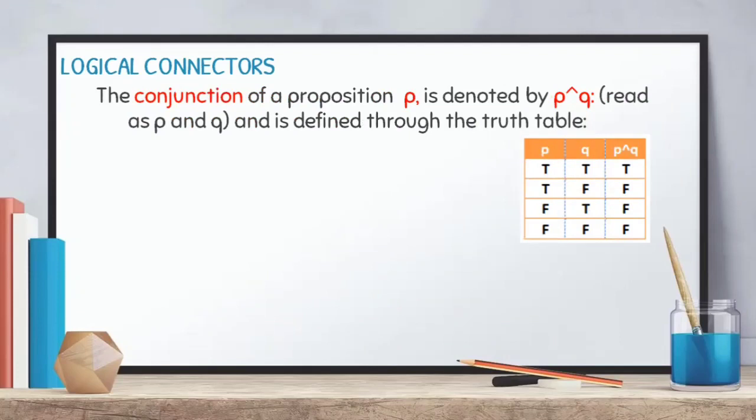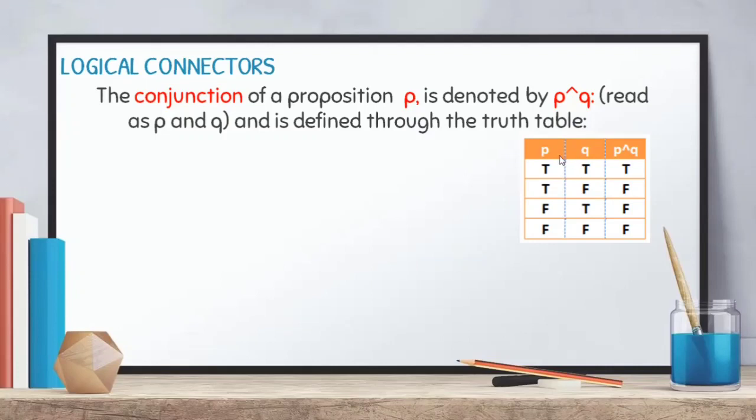So this time it is the conjunction. The conjunction of a proposition P is denoted by this symbol. So this is read as P and Q. Okay. So please remember that if we have this symbol, it means that we're going to use our conjunction, which is your and. Okay. And that is defined through the truth table.